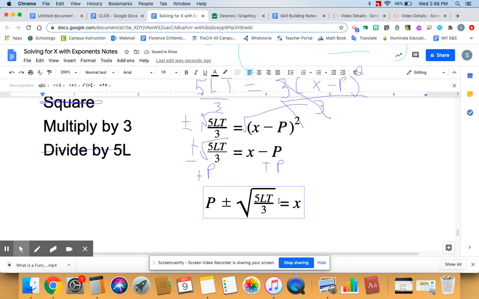And like I said, it doesn't matter if you put the p here or if you wrote it after the square root plus p, as long as it's not under there like that. So if you wrote it like that, or if you put the p in the front, it doesn't matter. And then that would be the answer for this one.